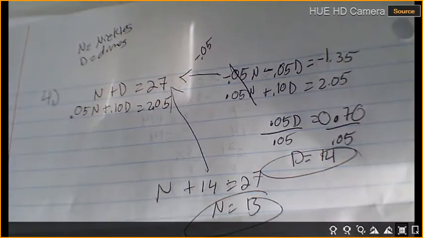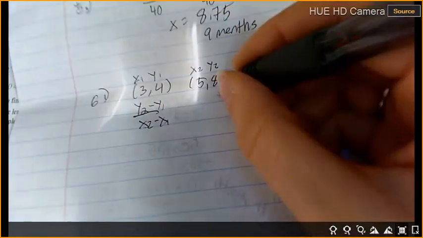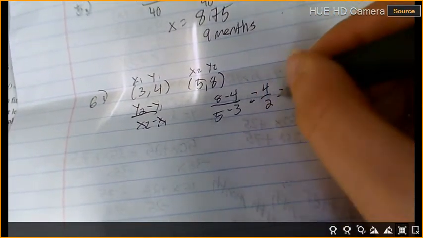All right, let's go ahead and look at number 6. Number 6, I've got these points, and I need to find the slope. I've got 3, 4, 5, 8. Okay. I'm going to make this x1, y1, this x2, y2. And then I'm going to go ahead and use the slope formula. Remember, the slope formula is y2 minus y1 over x2 minus x1. So that's 8 minus 4 over 5 minus 3, which gives me 4 over 2, which gives me 2.